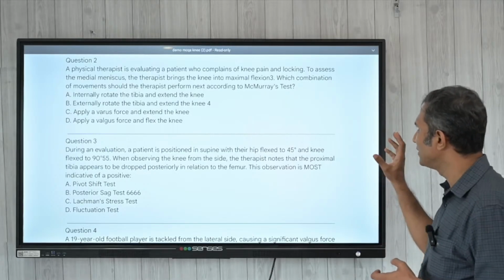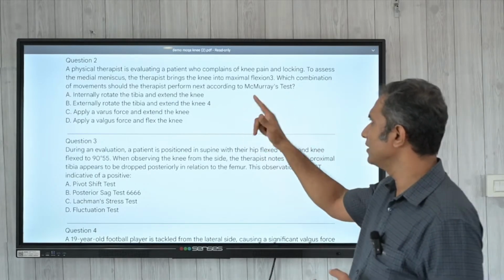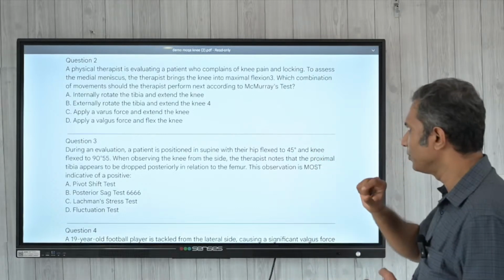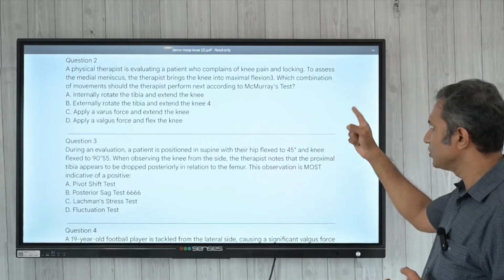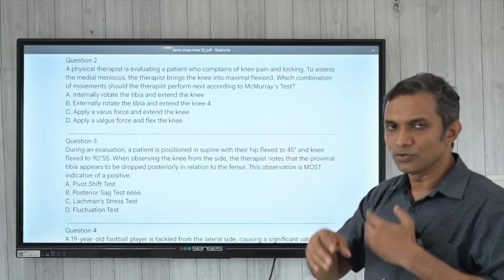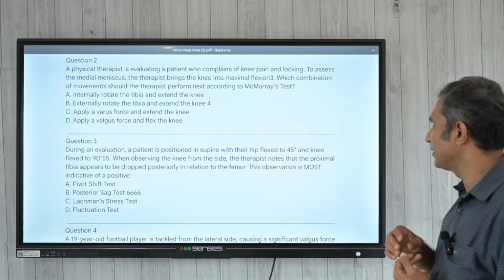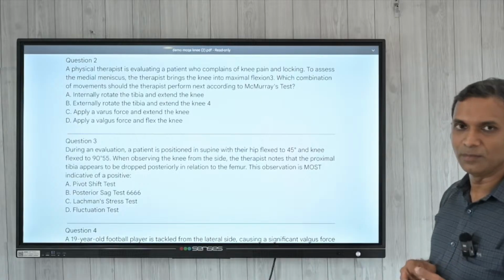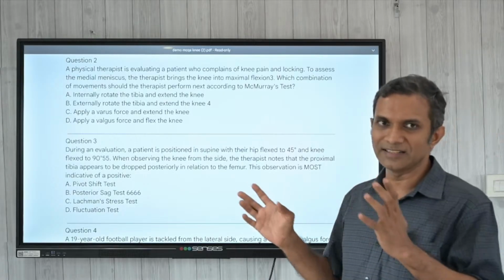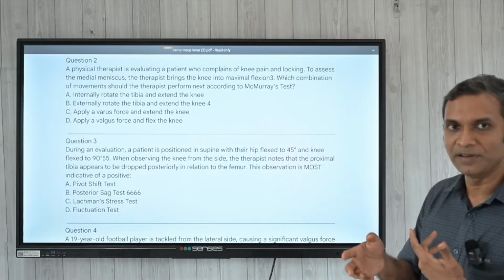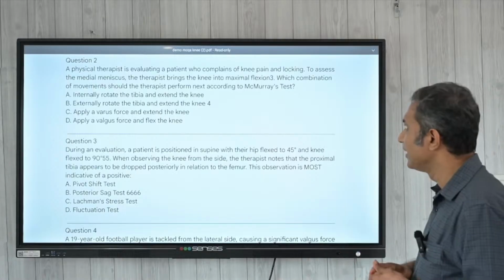So the key combination in the question that we need to remember is: medial meniscus, and the knee joint is brought into maximum flexion. So what is the next test pattern that needs to be followed? We had already discussed in the theory section how we differentiate between the medial meniscus and lateral meniscus.